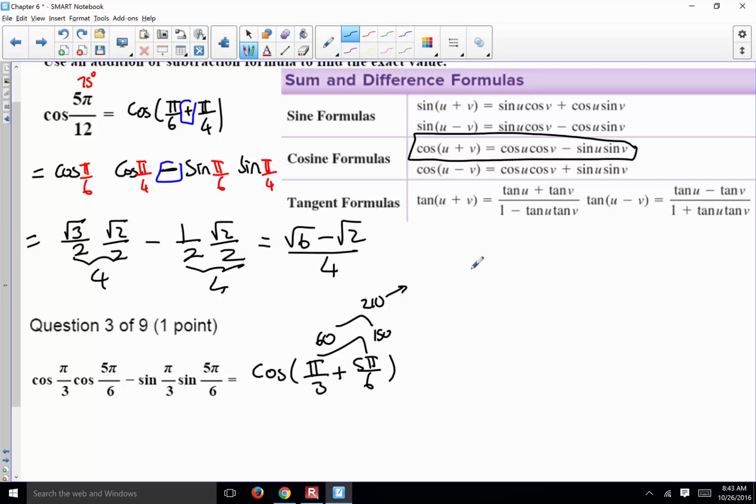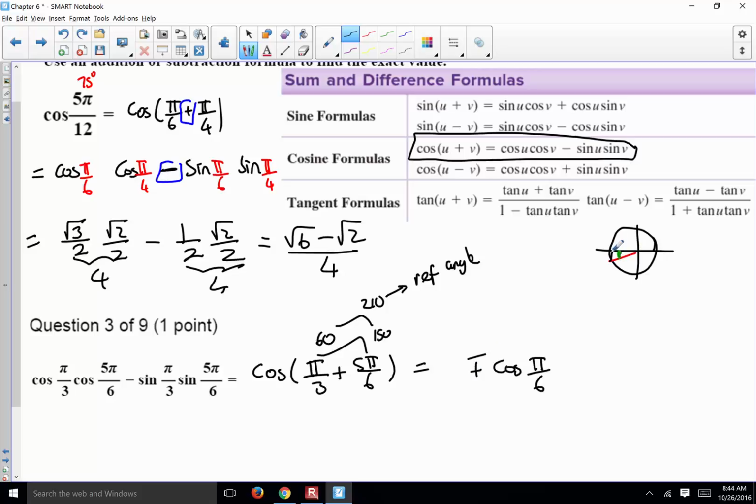This has 210 as a, what is it called? Reference angle. What's the reference angle of 210? Here is 210. What is the reference angle? Shortest distance to the x-axis. 30. So this is equal to cosine 30, except you need to pick the right sign. Is it positive or negative?